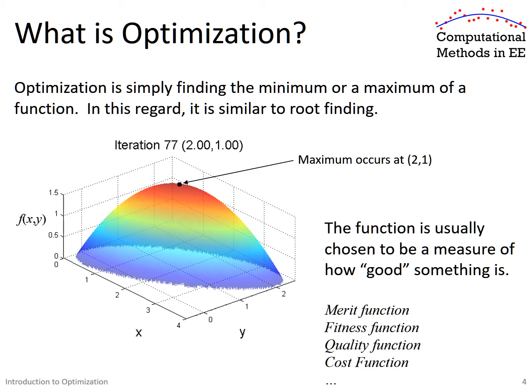So even though we have multiple things, we have to somehow boil this down to a single number that tells us how good our design is. And so in this lecture, we will call that the merit function, but it goes by other names. Other places will call it a fitness function, a quality function, a cost function, and it all means the same thing.